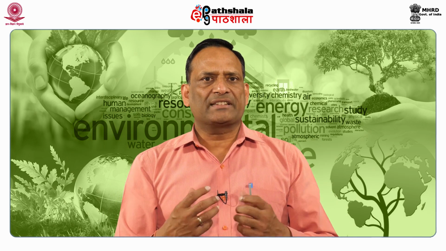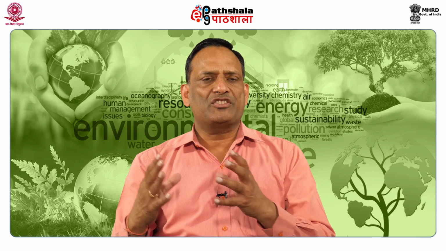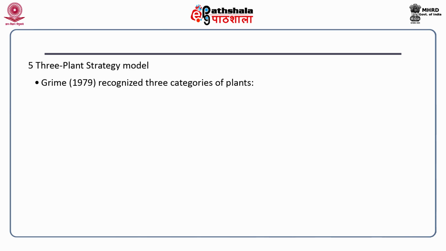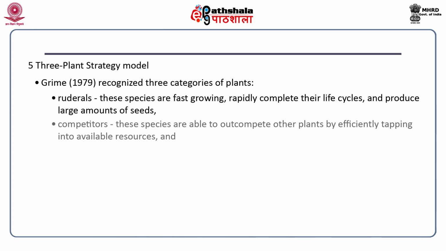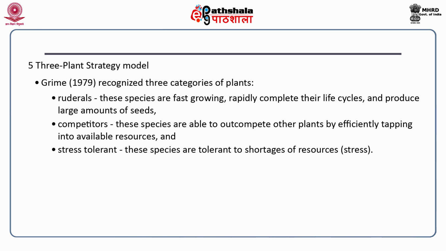Another model of ecological succession is the three-plant strategy model. Grime in 1979 recognized three categories of plants. First, ruderals. Ruderals are the species that are fast growing, rapidly complete their life cycles and produce large amounts of seeds. Second, competitors. These species are able to outcompete other plants by efficiently tapping into available resources. And third, stress tolerant species. Stress tolerant species are tolerant to shortage of resources.